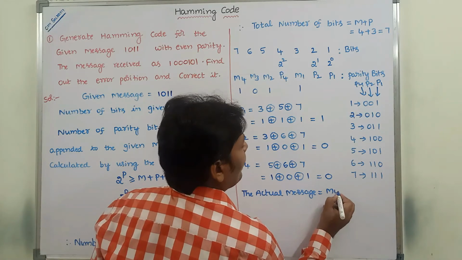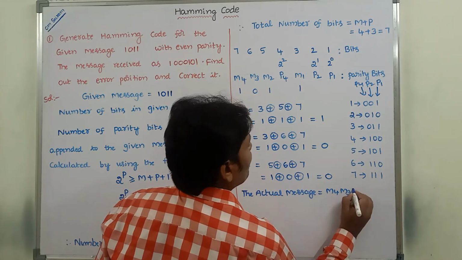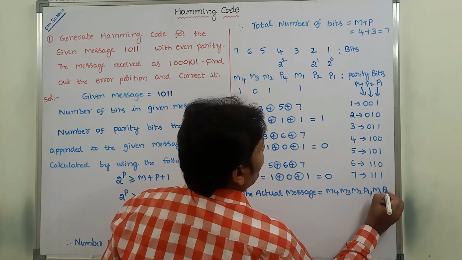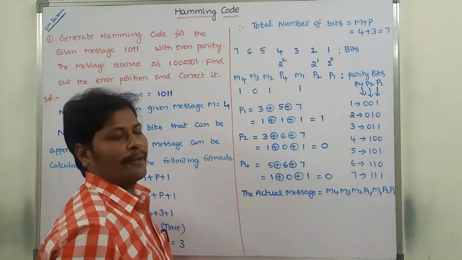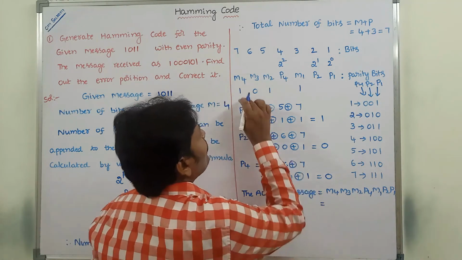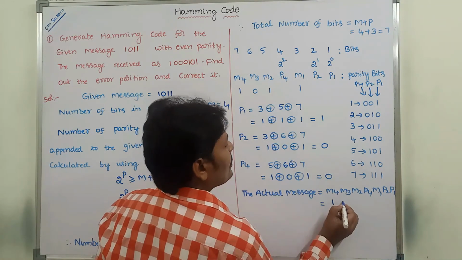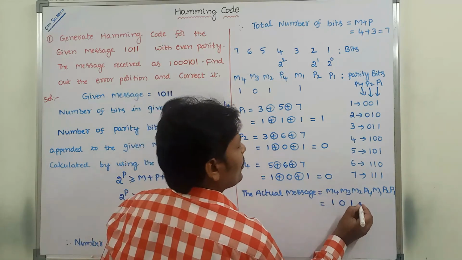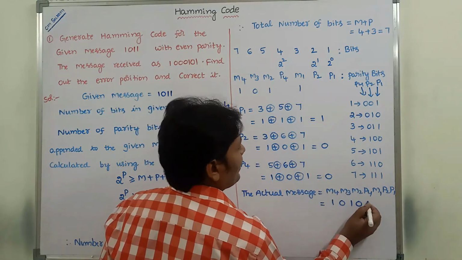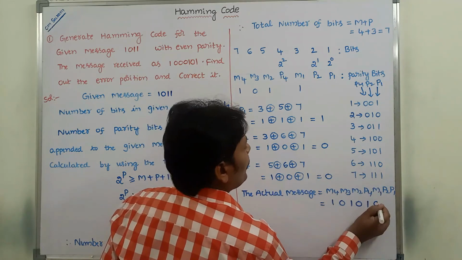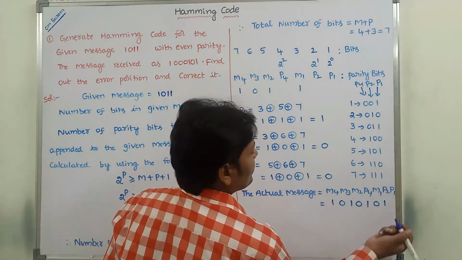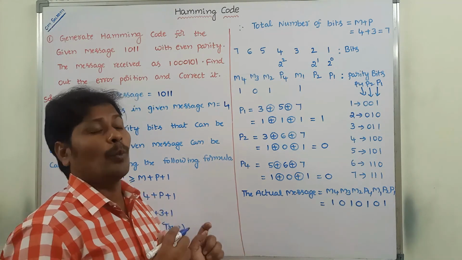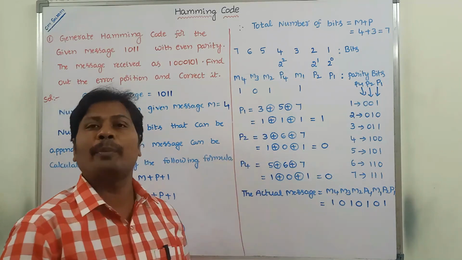So that is M4, M3, M2, P4, M1, P2, P1. These are the 7 bits. What is M4 value? 1. What is M3 value? 0. What is M2 value? 1. What is P4 value? 0. What is M1 value? 1. What is P2 value? 0. What is P1 value? 1. So this is the message that we get at the receiver after calculating the parity bit values.